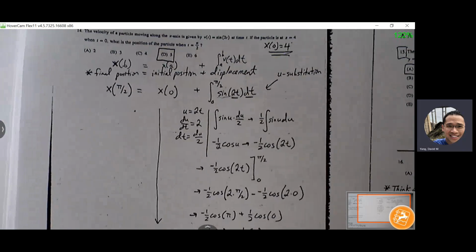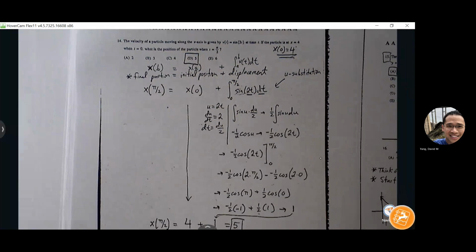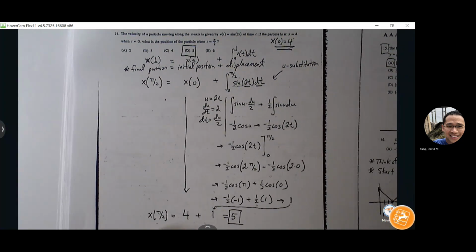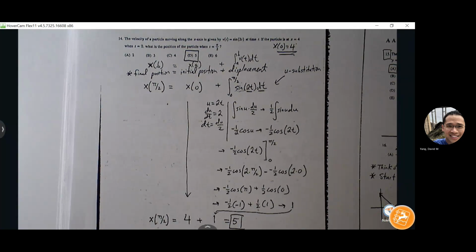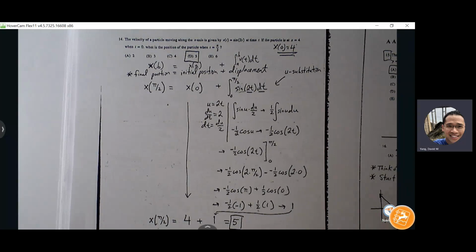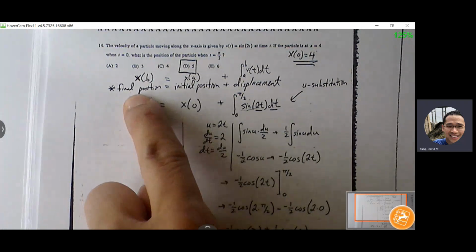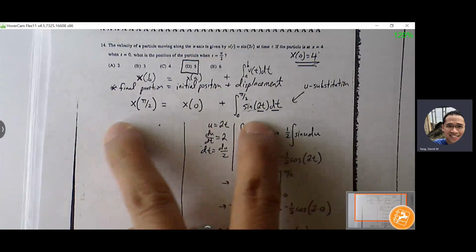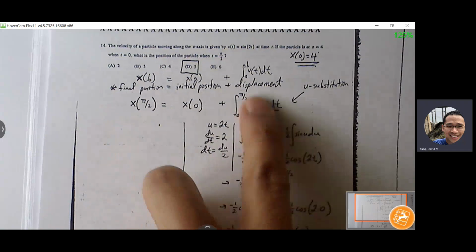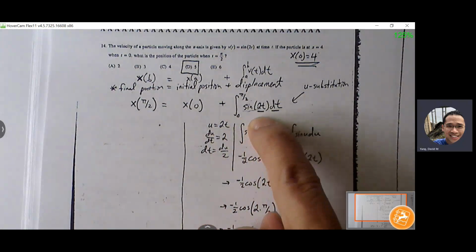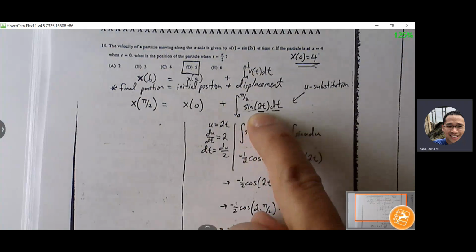Okay, 14. The velocity of the particle is given. The initial point is also given. So I know my final location is initial plus displacement. So I set up my formula, but I can't just plug it into the calculator. I've got to do this by hand.